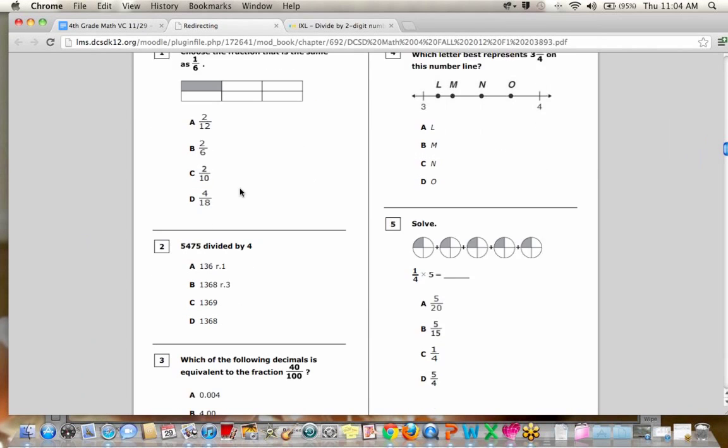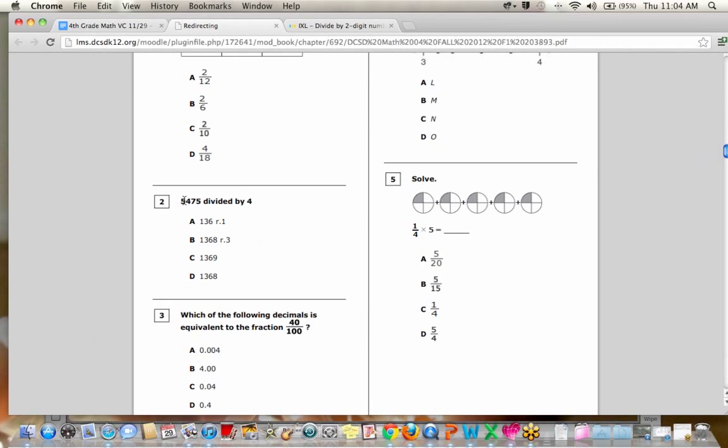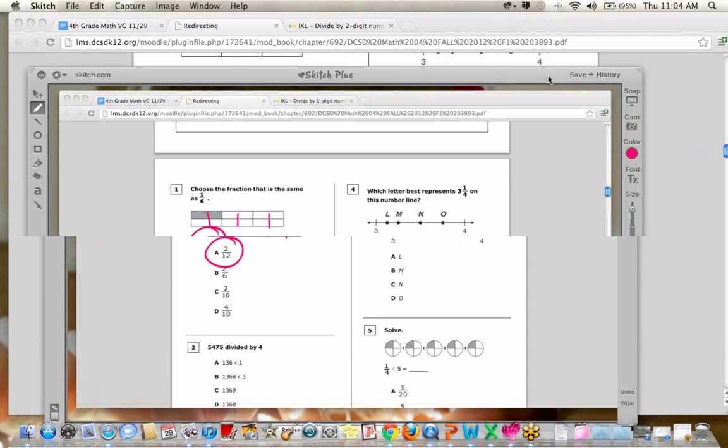All right. For number 2, I want you to do this one with me because it's division, and this is what you're working on right now in Little Lincoln. So go ahead and write down the problem. 5,475 divided by 4. And we'll work it out here in just a minute.